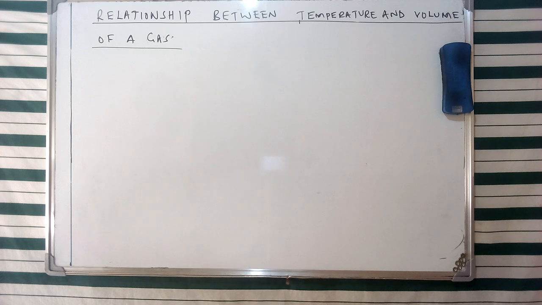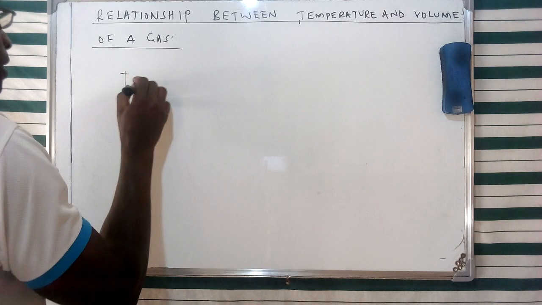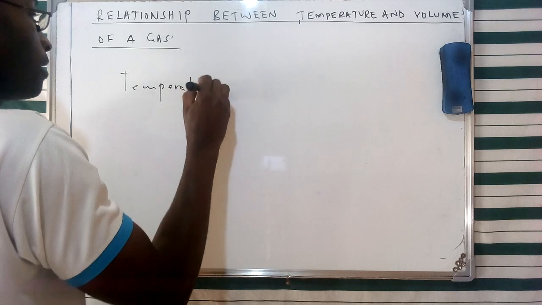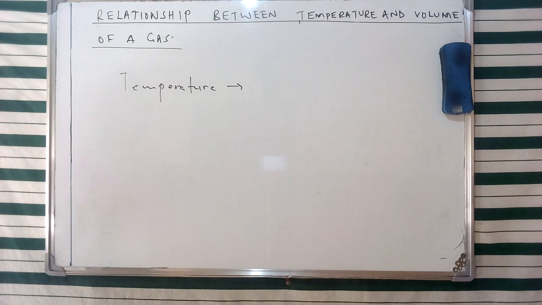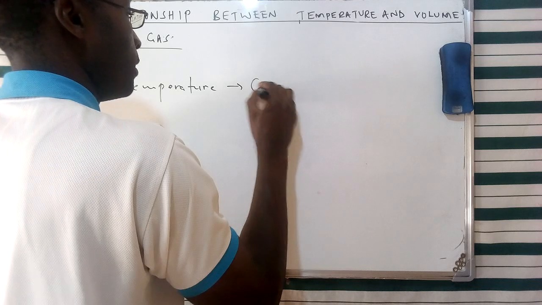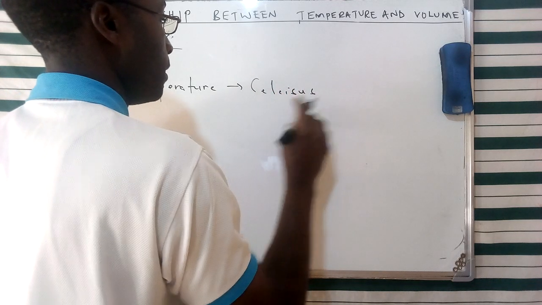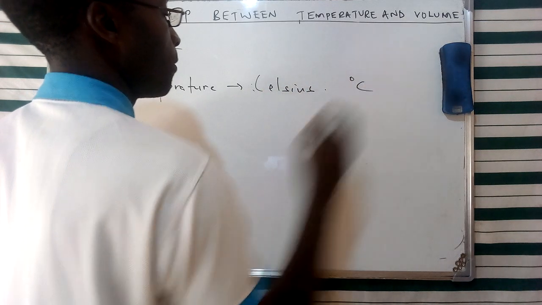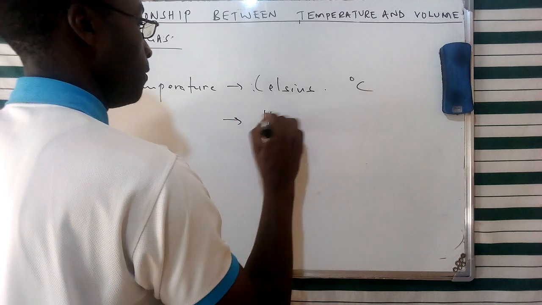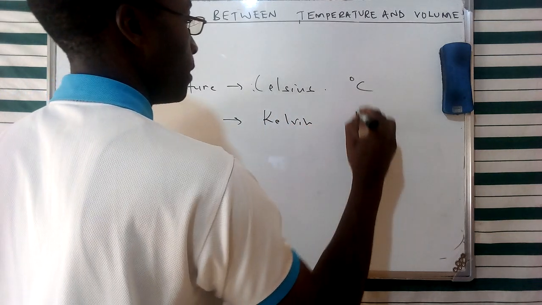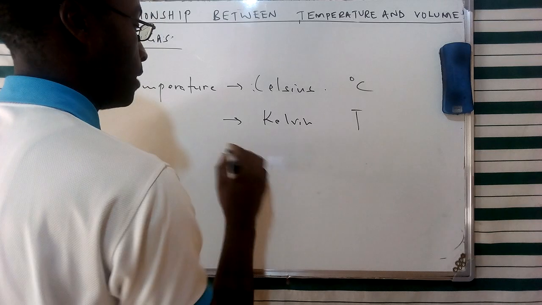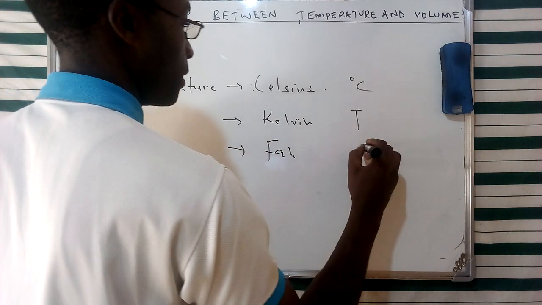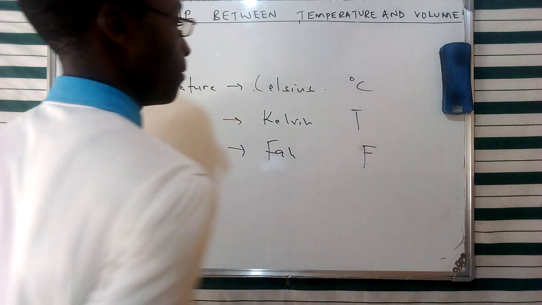So in this case, we're going to monitor the relationship between temperature and volume. And of course, from my previous discussion, I mentioned that we can measure temperature using various scales, whereby I said that this basically entails the Celsius scale, which is given in terms of degrees Celsius, and then we have the Kelvin scale, which is given in terms of absolute temperature, given as T, and of course the Fahrenheit scale, which is given in terms of F.